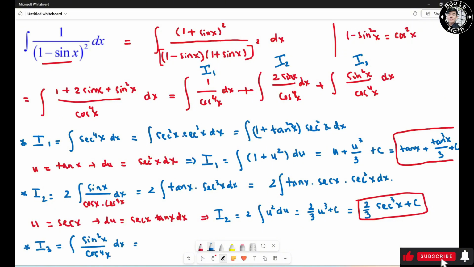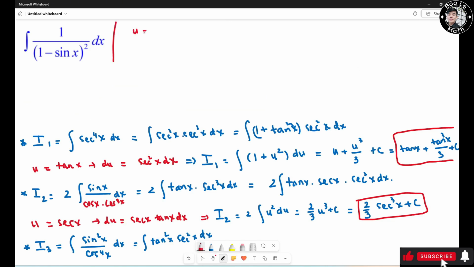Now cosine to the 4 of s can be written as cosine square of s times cosine square of s, right? So you have sine square of s divided by cosine square of s. It could be tangent square of s, right? And then you have 1 over cosine square of s. It could be secant square of s and then ds, right? Now you're going to use u substitution again. You're going to let u be tangent s, then du equals secant square of s ds, right?